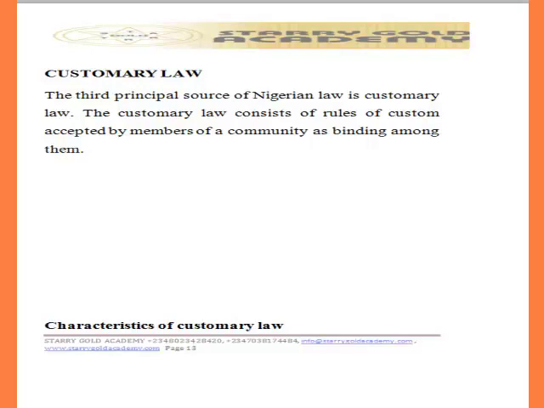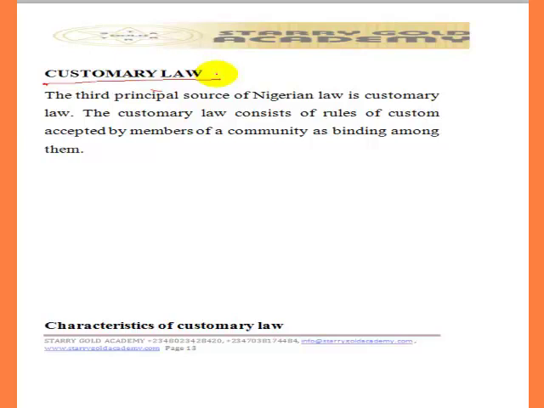Customary law is a law that developed from us and is handed over from one generation to another. It is also not written, so it is handed down just like that. Let me make a correction: common law is the one peculiar to the people of England, which we are making use of in Nigeria now, while customary law is the one that we have now.